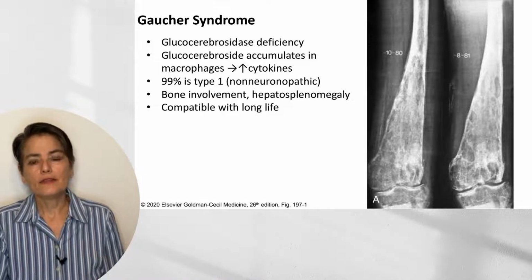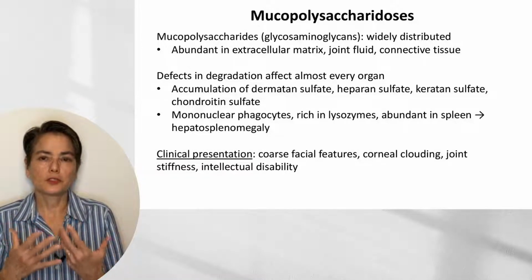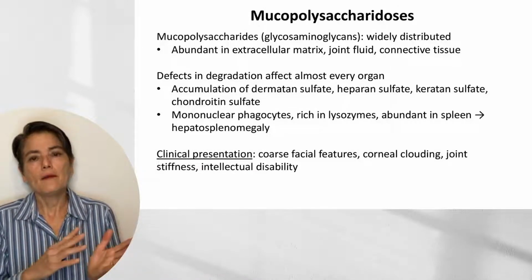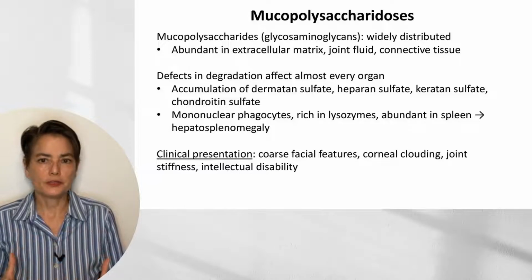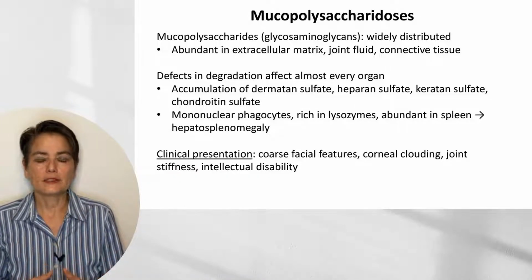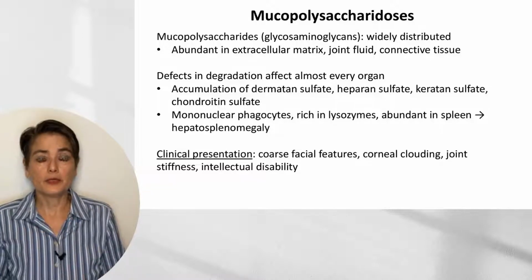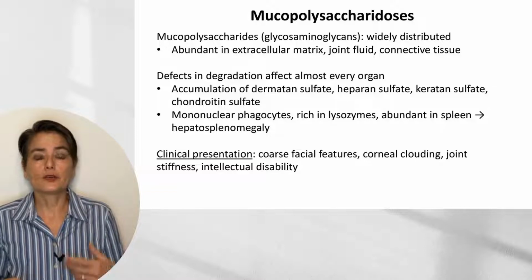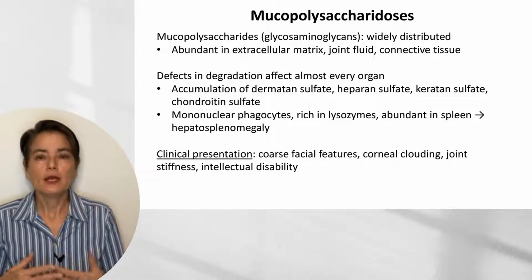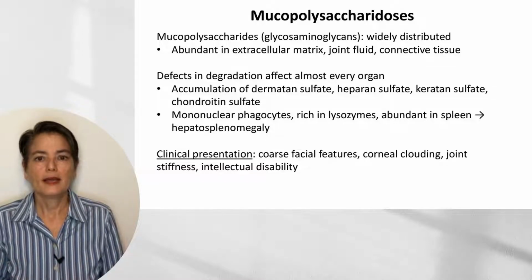Now let's leave the central nervous system lysosomal storage disorders aside and move on to the mucopolysaccharidoses, which has to do with glycosaminoglycans. So as you're familiar, glycosaminoglycans are widely distributed. So they're in the extracellular matrix, joint fluid, connective tissue. So some defect in their metabolism is going to cause widespread effects. And so the defects will affect almost every organ.